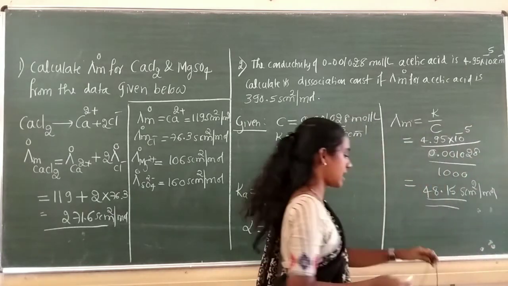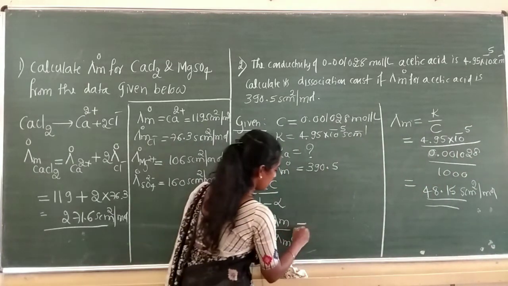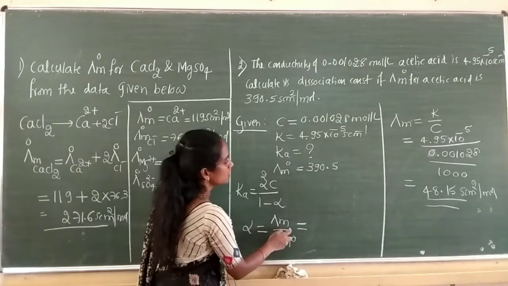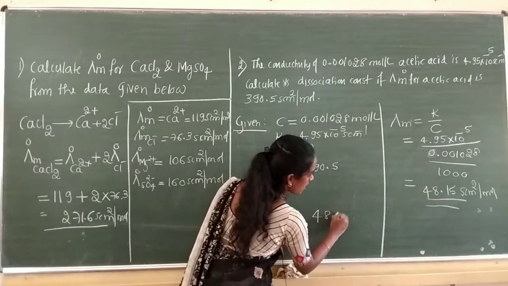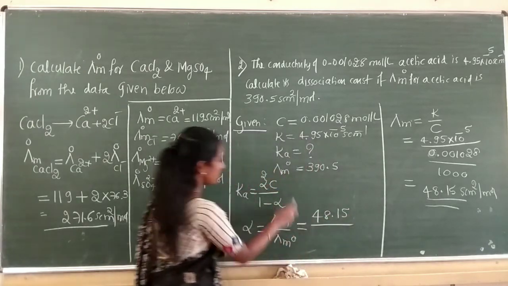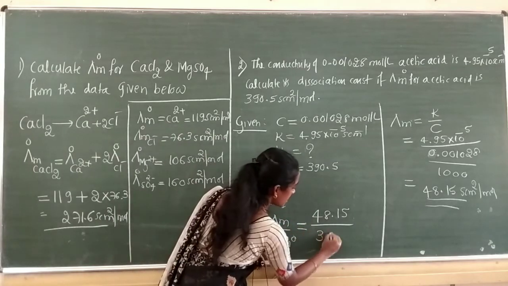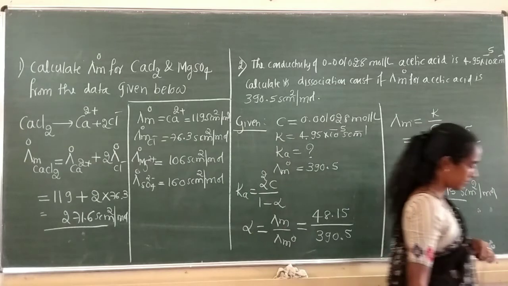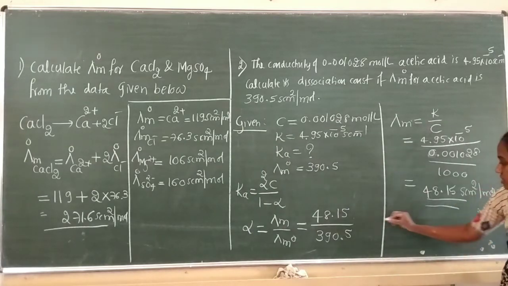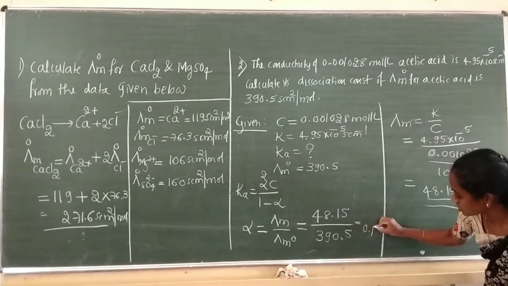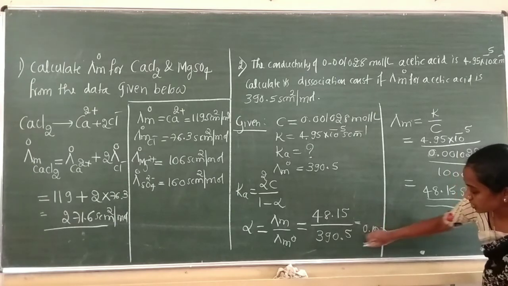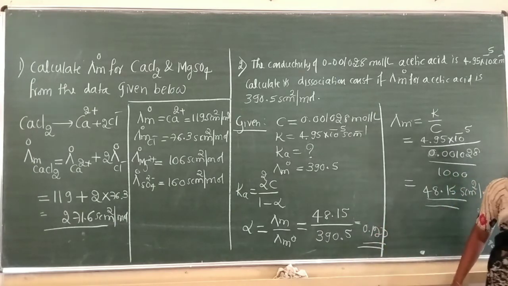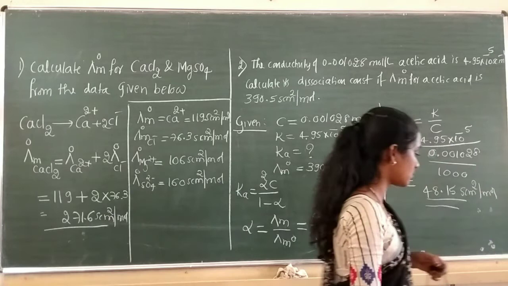So here we can calculate alpha, that is the degree of dissociation. Alpha is lambda m, 48.15, divided by lambda m naught, 390.5. So what is the answer? Alpha is 0.1233. That is the degree of dissociation.